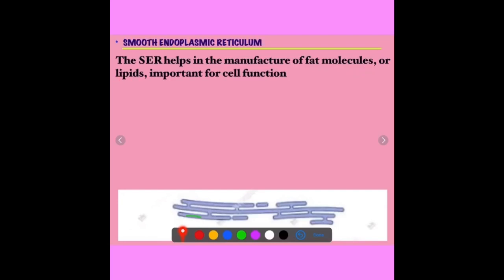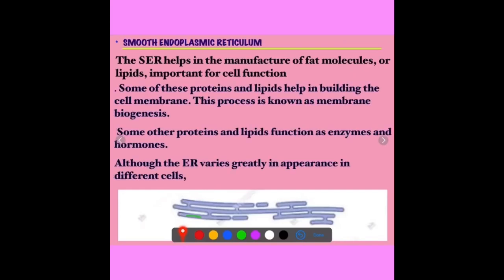They are important for the cell function. Do you remember? Where do you see lipids? These proteins and lipids help in building the cell membrane. In the previous class, we have studied the structure of cell membrane, which is made up of proteins and lipids. So the cell is very independent. It can produce its own proteins and lipids, and then it can build the cell membrane. When the cell membrane is built by the cell, this process is known as membrane biogenesis. If the cell membrane is damaged, the cell can repair its membrane by a process called membrane biogenesis.